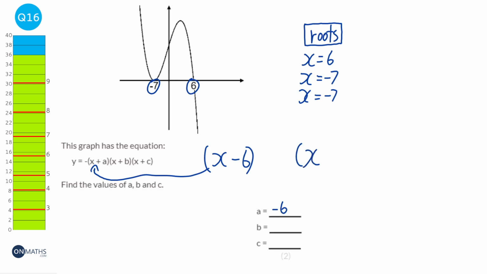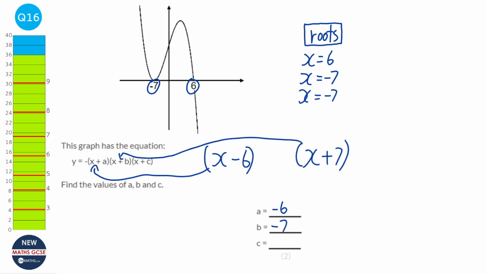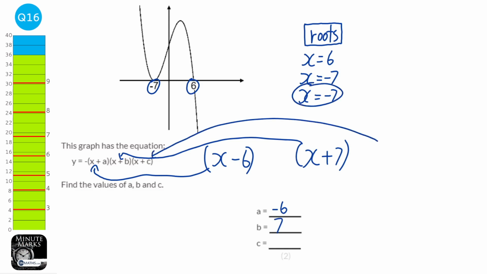Well, if the root is -7, if we put B as +7, then when we substitute this -7 into the x, we get -7 plus 7, which is 0. So if B is +7, then the whole thing will be 0 at x equals -7. And for the C, we're looking at that last root. Again, it'll be the same, won't it? It'll be x plus 7.